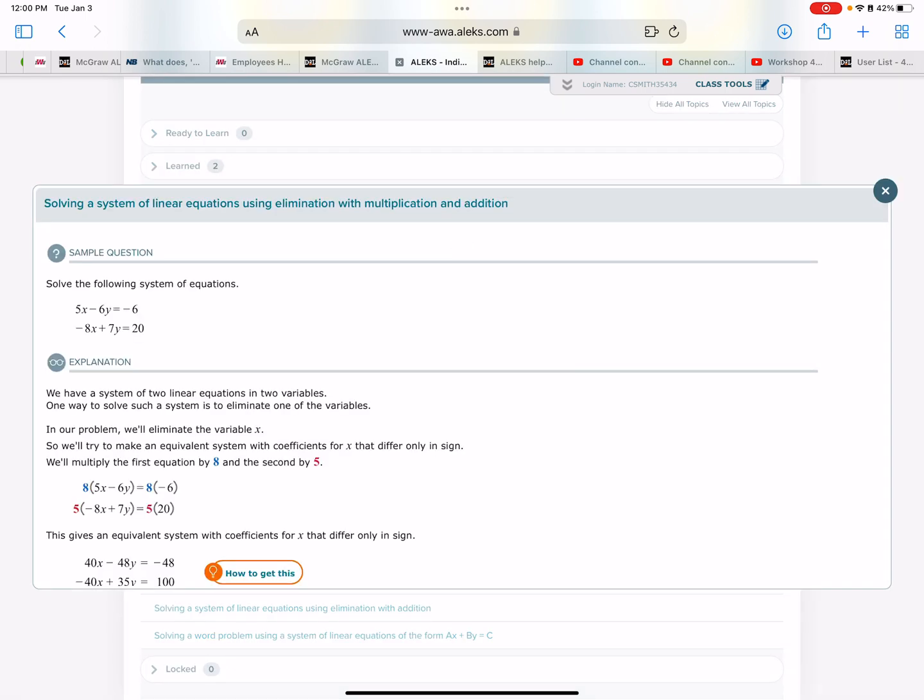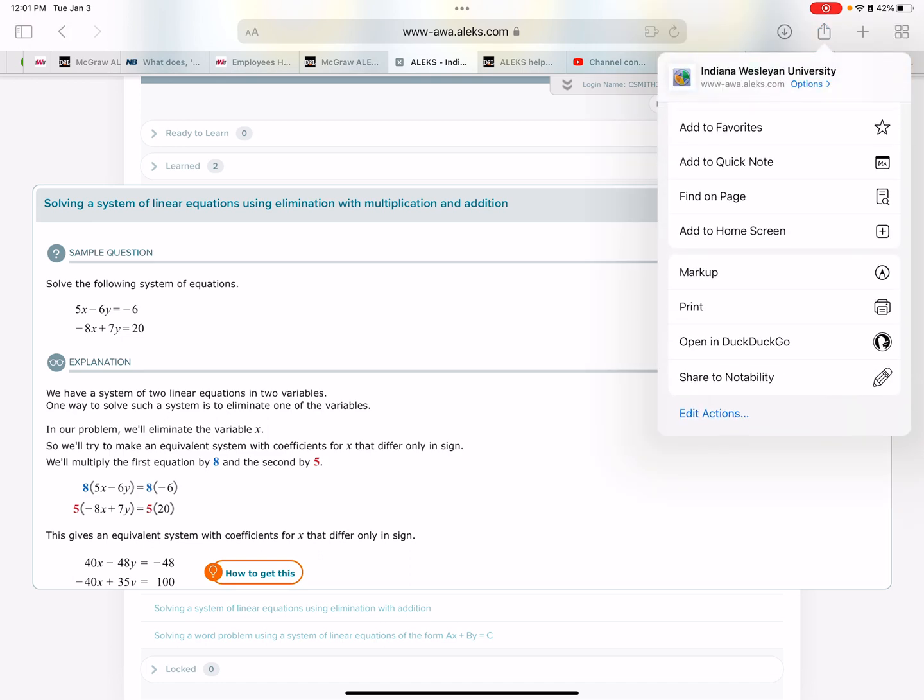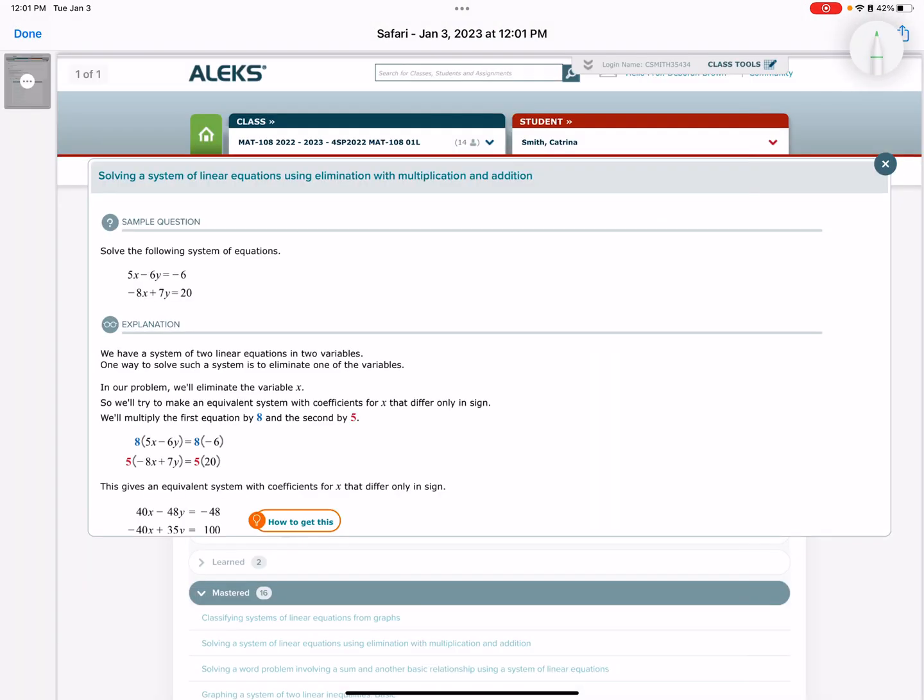Solving a system of linear equations using elimination with multiplication and addition. Okay, honestly, I love elimination because it really simplifies the problem very nicely and then allows me to solve it pretty quickly without a lot of trouble. So let's look at here.